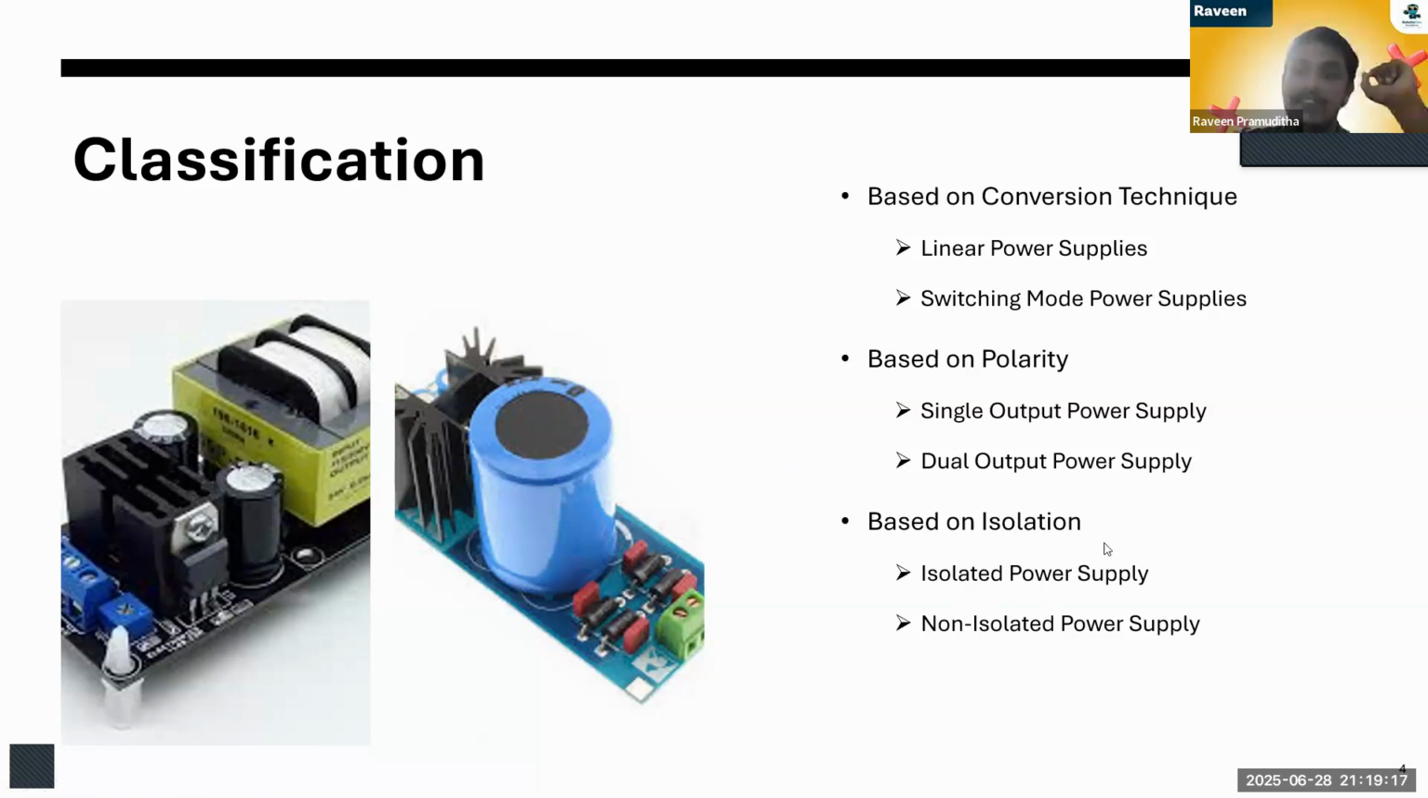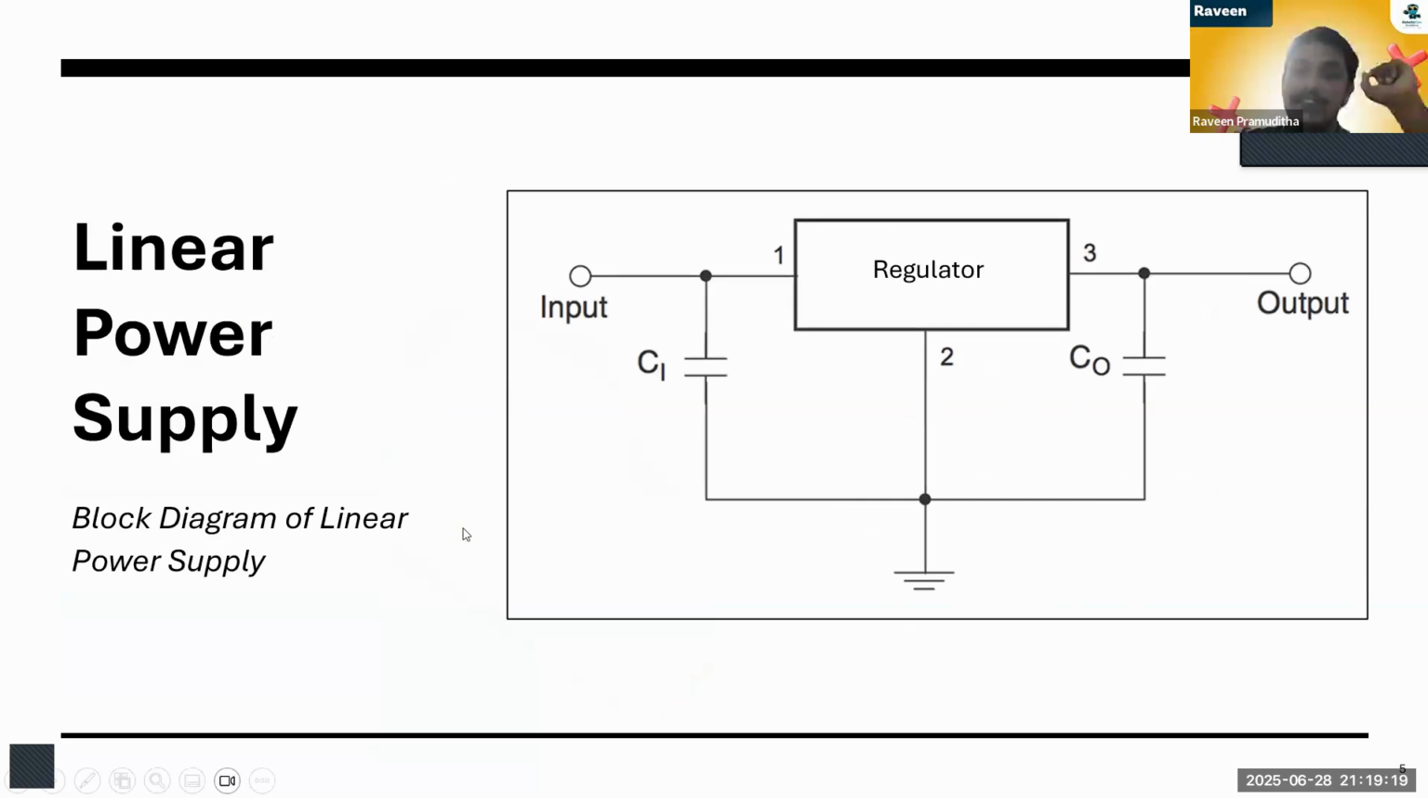Today I'm going to talk about the linear power supply block diagram and its working. This is the main block diagram of a linear power supply, a simple one. Here we give the input, and we get the output from the regulator, which is the middle block. We use C_I and C_O capacitors for smoothing the input and output power. That's the main block diagram for a linear power supply.